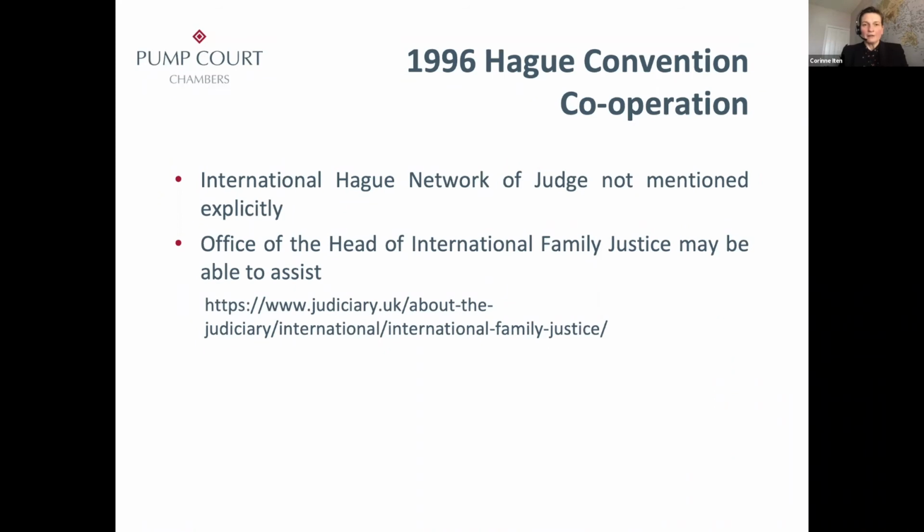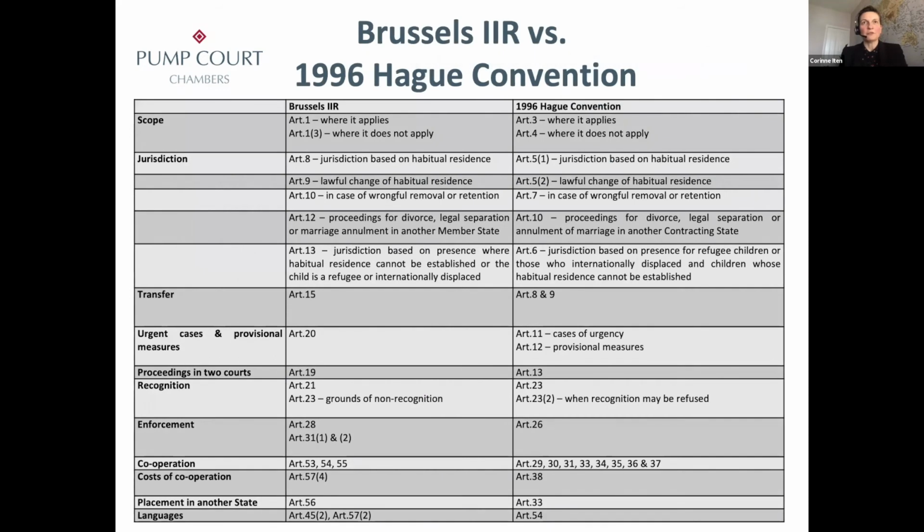Now, after that little canter, and this is for future reference more than anything that you may wish to absorb now, I hope this table will come in handy as you're trying to navigate your way through 1996 Hague versus Brussels II revised. It just sets out as closely as possible the equivalent provisions.